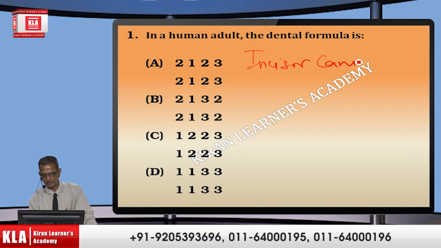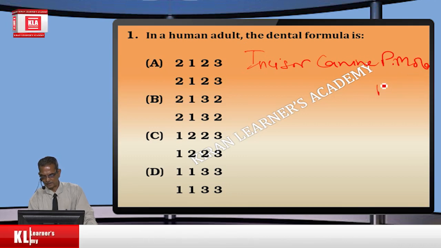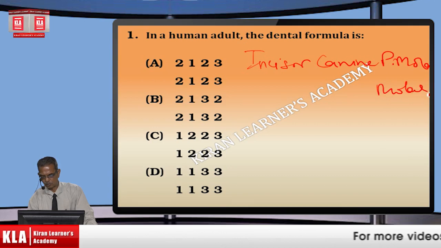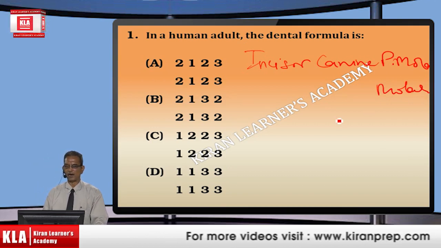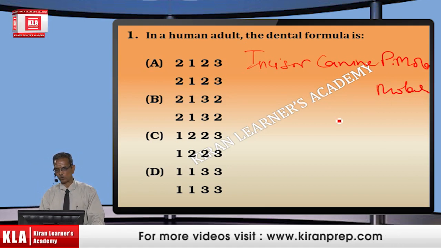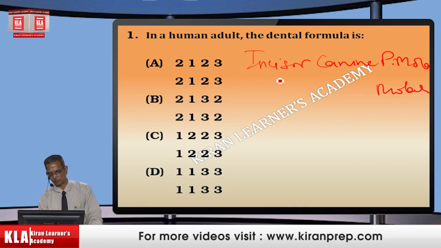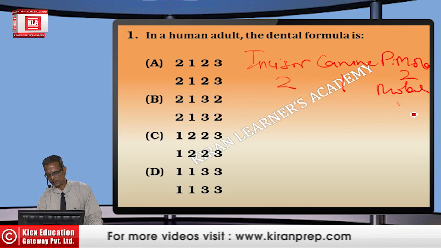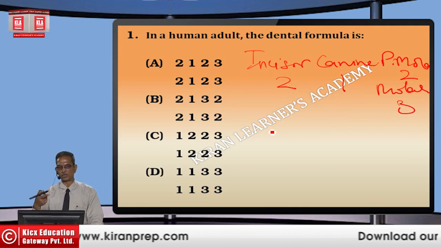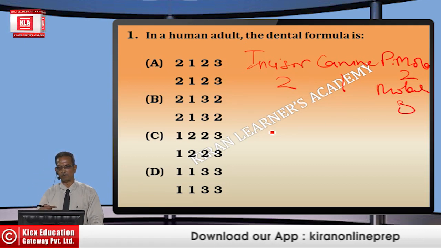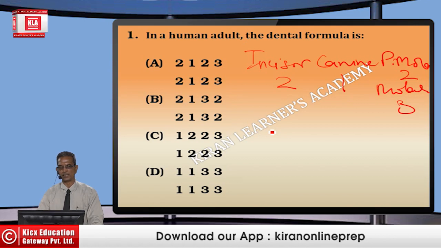canine, premolar and then molar. Now, if it is written like 2, 1, 2, 3 in the first case, what it means is 2, 1, 2, 3. The one written on the top is for the upper jaw and the one below, in the denominator side, is for the lower jaw.